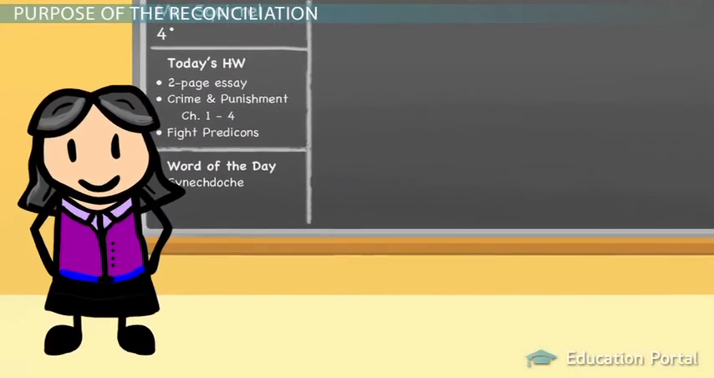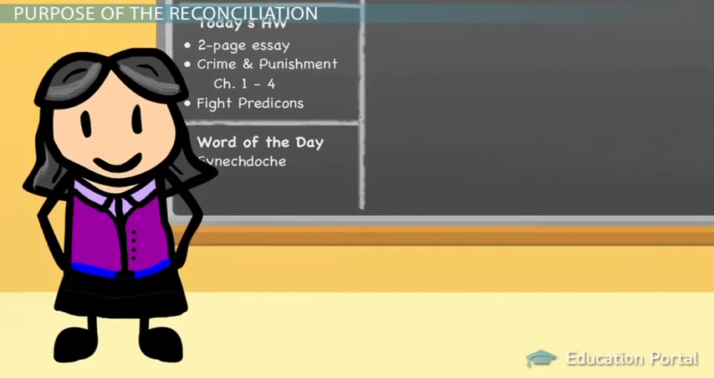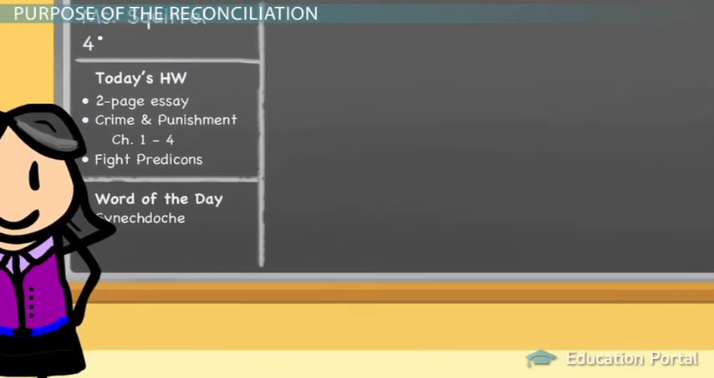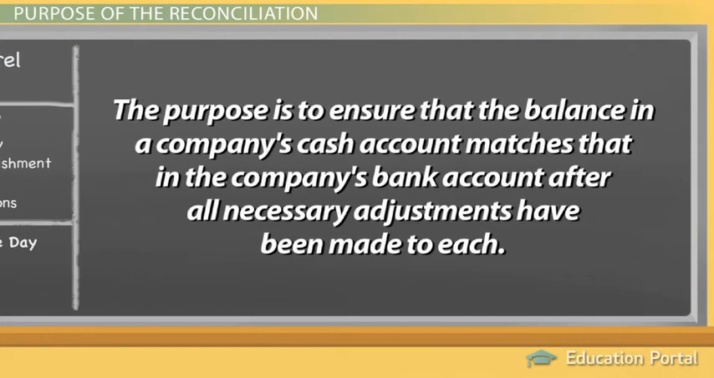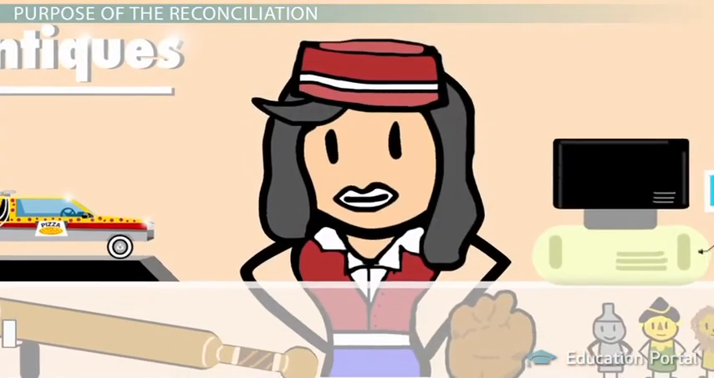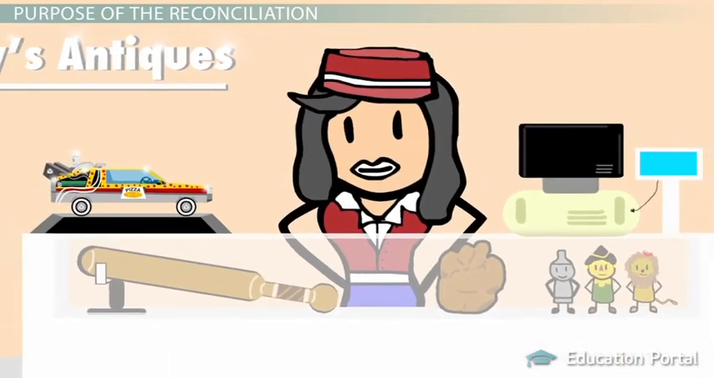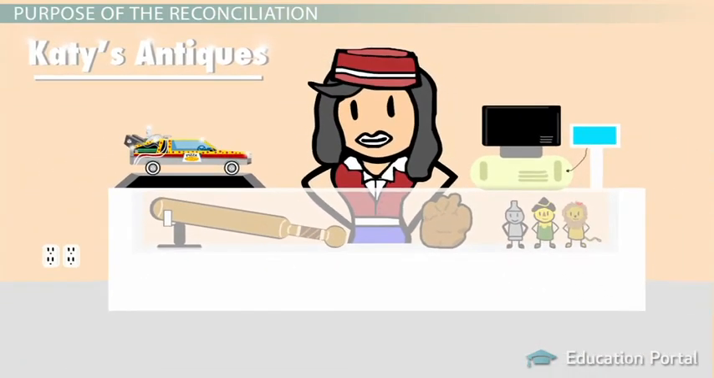Now that we've looked at how to prepare a reconciliation, the purpose of the reconciliation should be quite obvious. The purpose is to ensure that the balance in the company's cash account matches that in the company's bank account after all necessary adjustments have been made to each. This ensures that any errors in either account are detected and gives an added sense of comfort in the reliability and accuracy of accounting records.